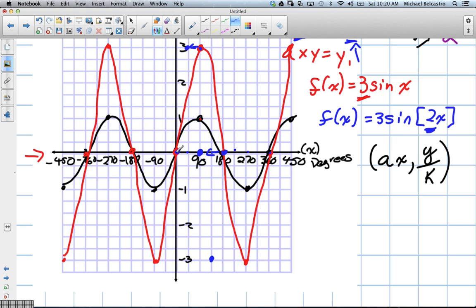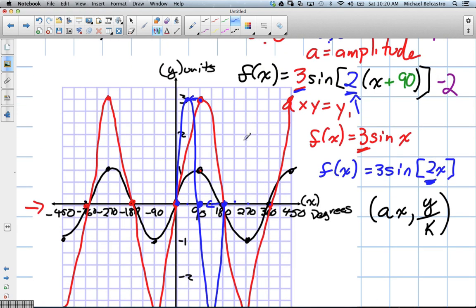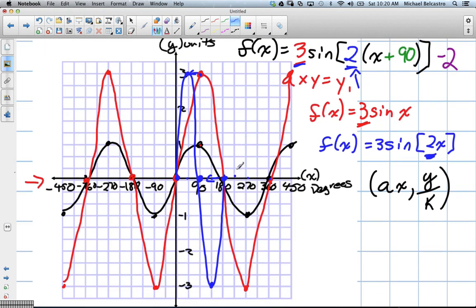Okay, so what this has done, and we should have talked about first of all with our A, our amplitude obviously changed to 3. We talked about how A was the amplitude of 3. Now what's happened here is this has been compressed. Remember we talked about the period of the function? The period of this function has changed immensely. The period is no longer 360 degrees. We got back to 0 in only 180 degrees. Okay, so this is going to affect the period of our function.